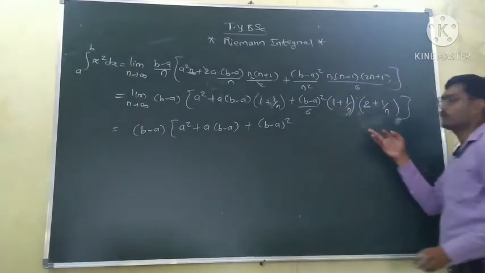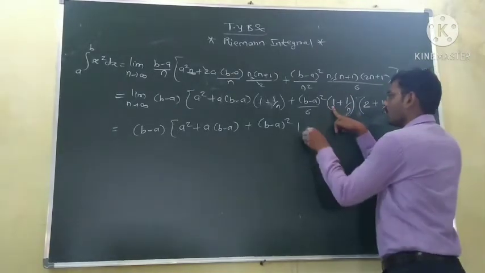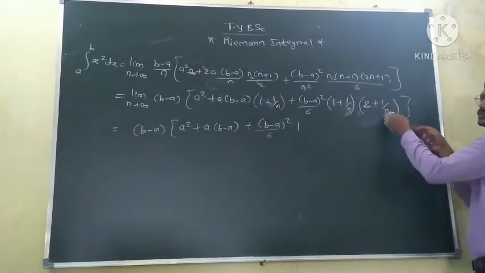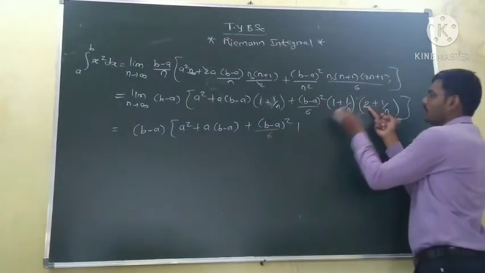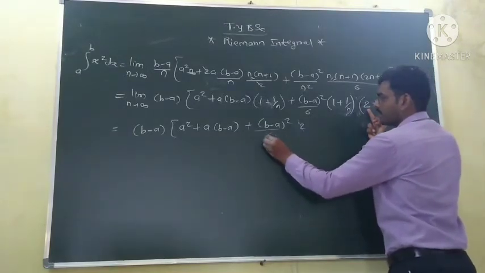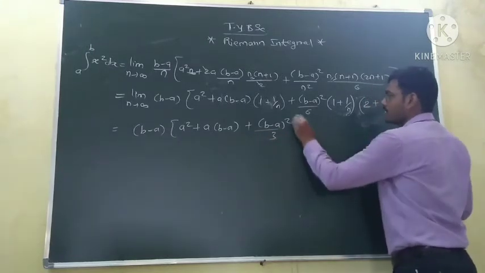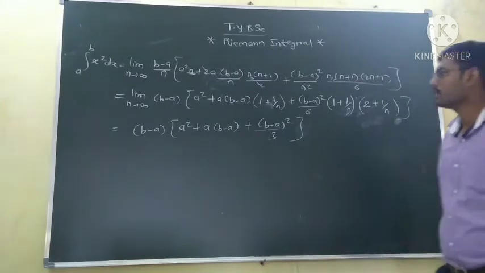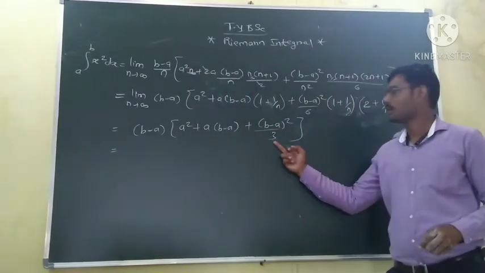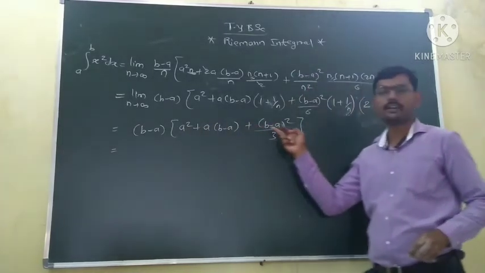As n tends to infinity, 1 by n tends to 0, so this is 1, this is 1, this upon 6 as it is. As n tends to infinity, 1 by n tends to 0, so 0 plus 2 is 2, 2 into 1 is equal to 2. And this 2 and this 6: 2 into 3 is 6. So this becomes (b minus a) square upon 3. Now take this 1 by 3 common, but here there is no 1 by 3, so we have to multiply this term by 3.